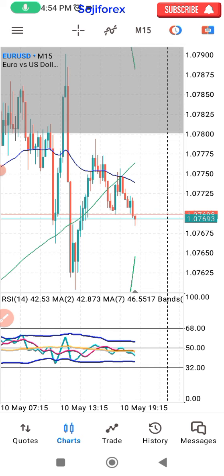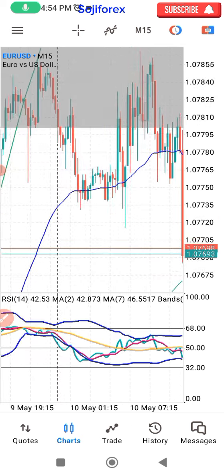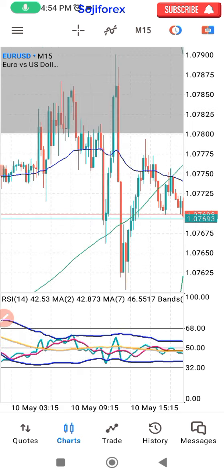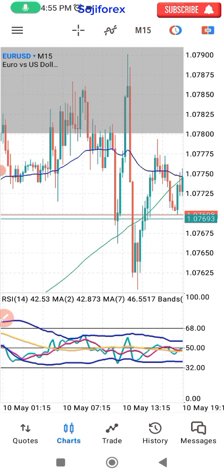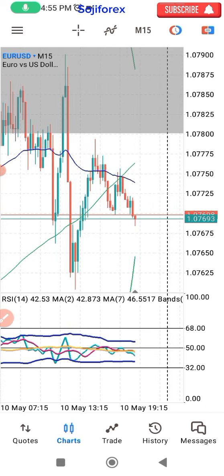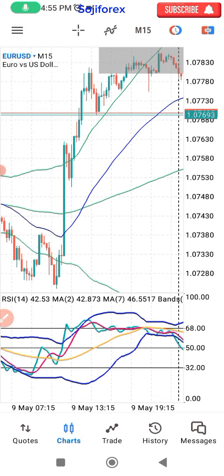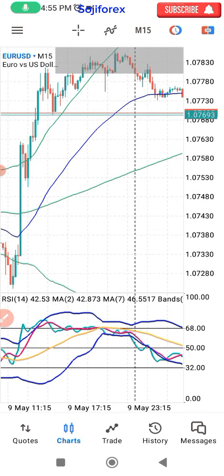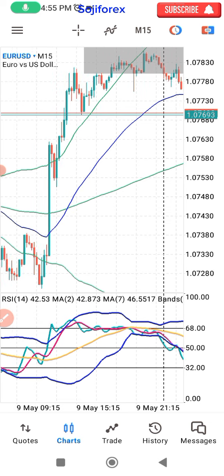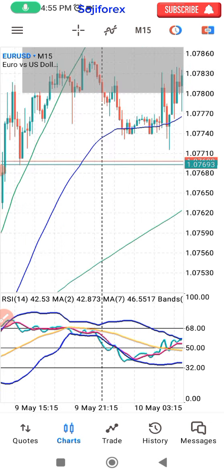In this video, I'll be sharing with you how you can make your entries on a lower time frame, and this is going to be basically on 15 minutes and on 5 minutes. So for you to make your entries, I will be sharing with you the use of these two major indicators, which is on my main chart and that of the indicator window.